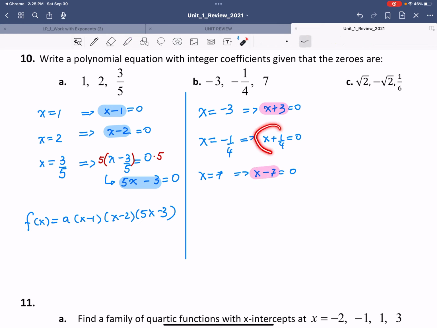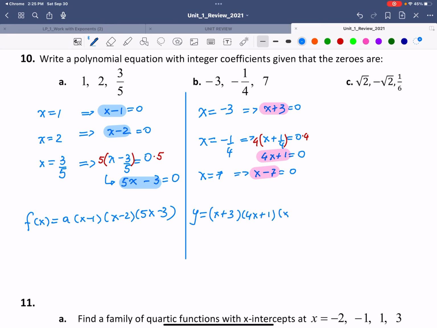For the middle one here, x plus 1 over 4, we will have to modify it a little. We'll multiply by 4 both sides of this little equation, and that will create the equation 4x plus 1 equals 0 with integral coefficients. So this would be the factor. Now create the equation. This is the fun part. y equals (x plus 3)(4x plus 1)(x minus 7).